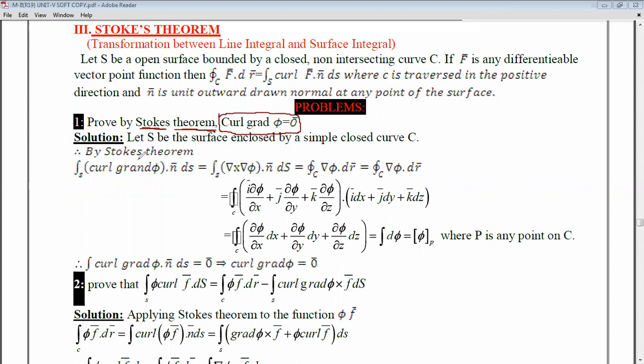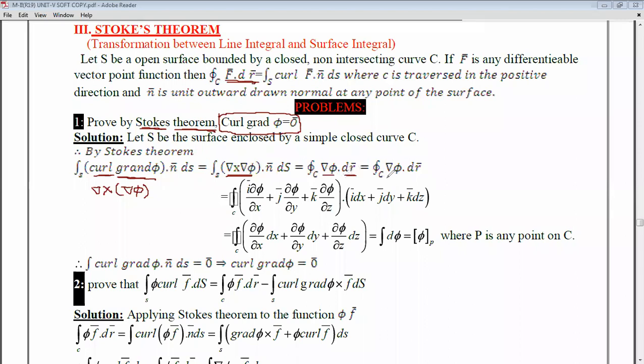So for this, by Stokes theorem, simply here it is having integral curl f bar, and here f bar is grad phi. So for that, curl grad phi dot n bar dS over the surface S is equal. So curl in symbolic notation we write as del cross, and grad phi is nothing but del phi, right? So for that we simply wrote del cross del phi dot n bar dS is equal to integral f bar dot dr bar. Here f bar is nothing but del phi, right? So del phi dot dr bar.